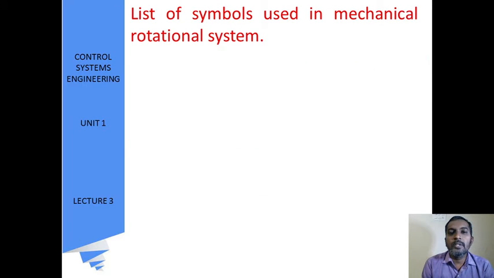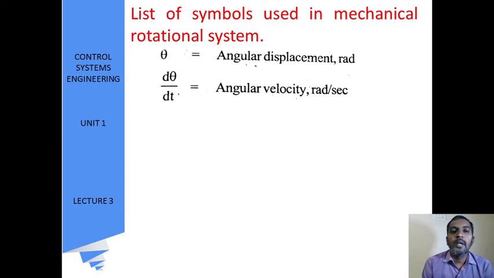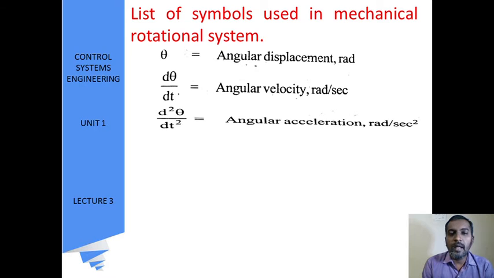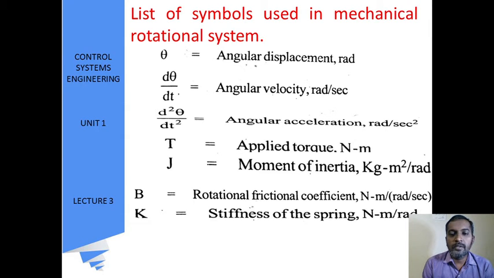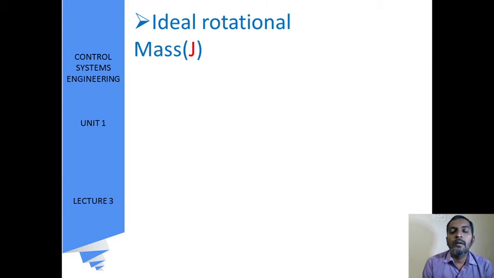The symbols that we are going to use in the mechanical rotational system are: theta, which is angular displacement; d theta by dt, angular velocity; d square theta by dt square, angular acceleration; T is the applied torque; J is the moment of inertia; B is the rotational frictional coefficient; and K is the stiffness of the spring.